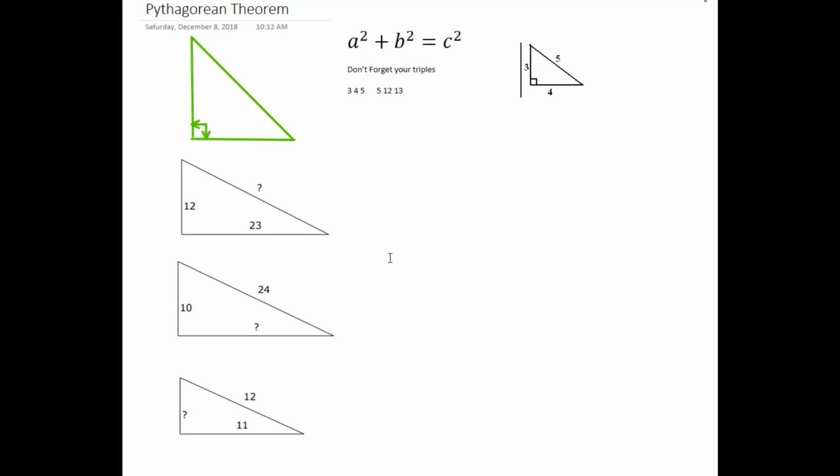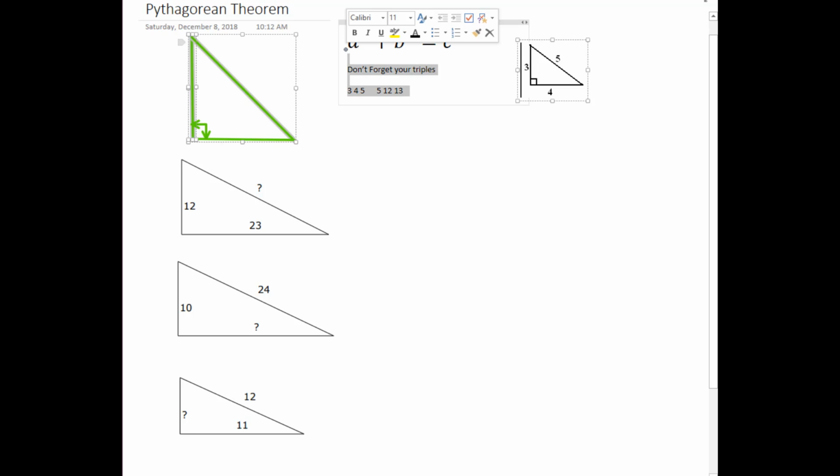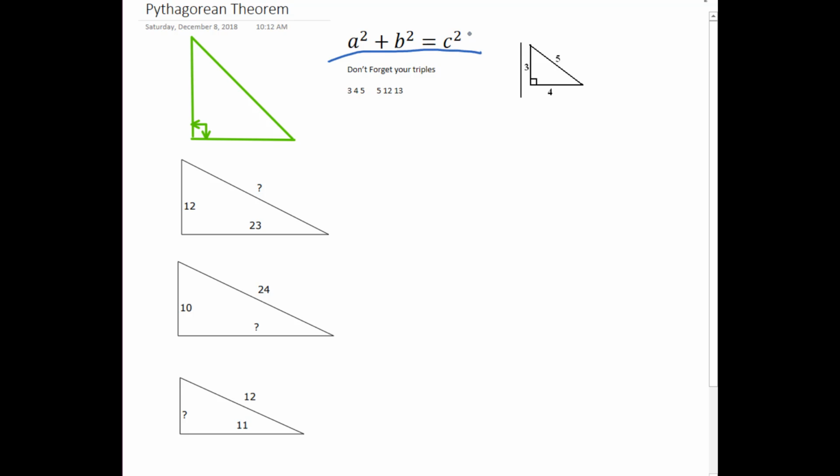So we're going to start off here with understanding what exactly the Pythagorean theorem is and how we find it. So a squared plus b squared equals c squared. Okay, that is, we'll get the right thing here. A squared plus b squared equals c squared. That is the Pythagorean theorem.